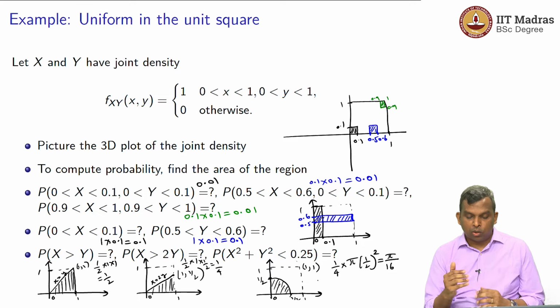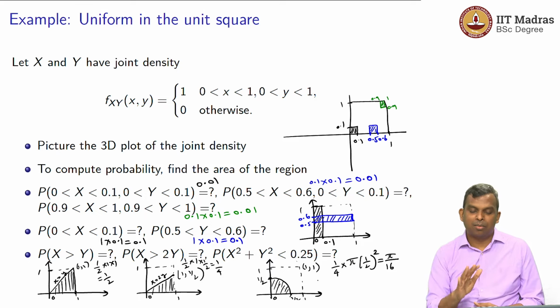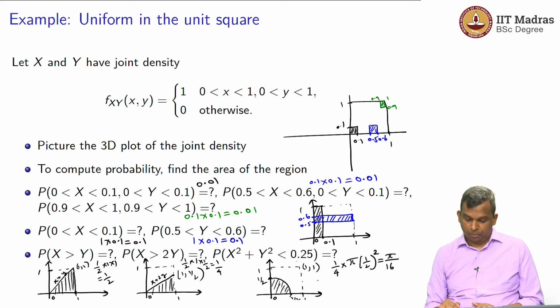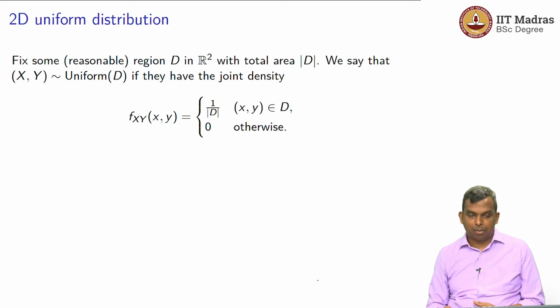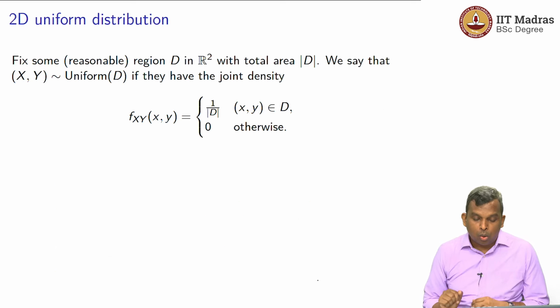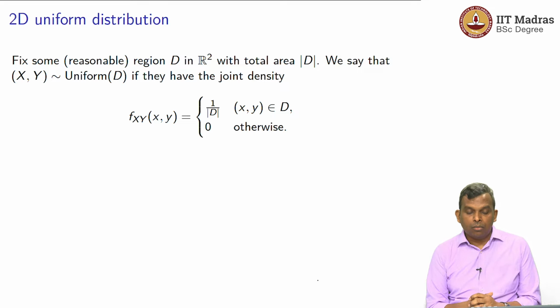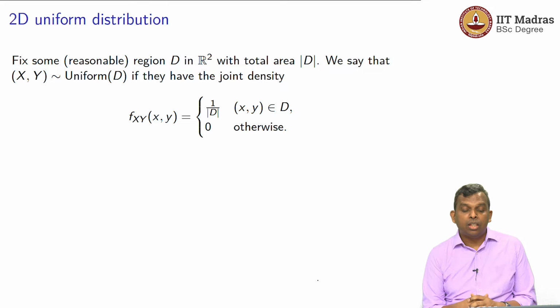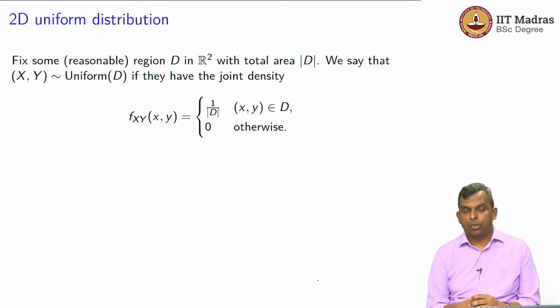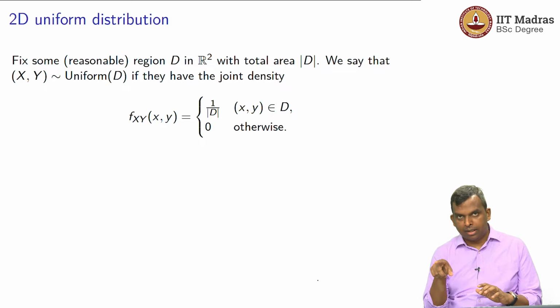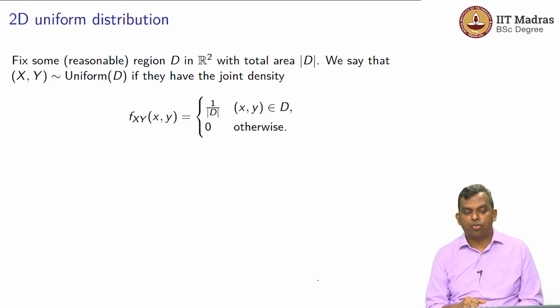Okay, so one can also do some integral formula for this, but I'm not doing it right now. We'll do it slowly later on when we need it. Okay, so that's the first step of the example. Now I'm going to talk about the general 2D uniform distribution. Previously we had the uniform distribution only in the unit square, and we were able to easily do it.